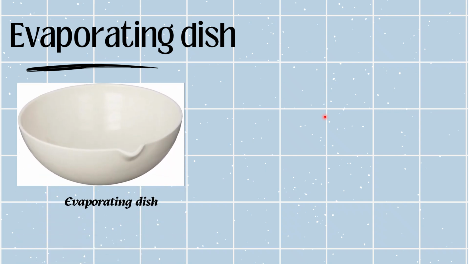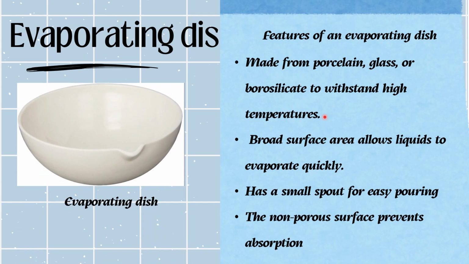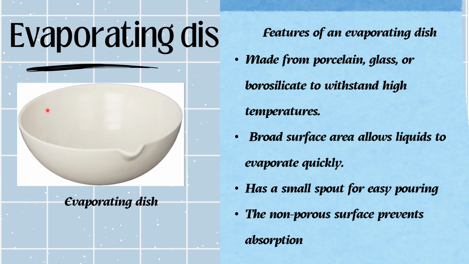This is how an evaporating dish looks, and these are the features. As you can see, the evaporating dish has a wide opening and also a small spout over here so that we can transfer the liquid without spilling it. Now this is also made up of a material called porcelain. This is a type of borosilicate glass which makes it heat resistant. So it can withstand higher temperature than that of the boiling tube.